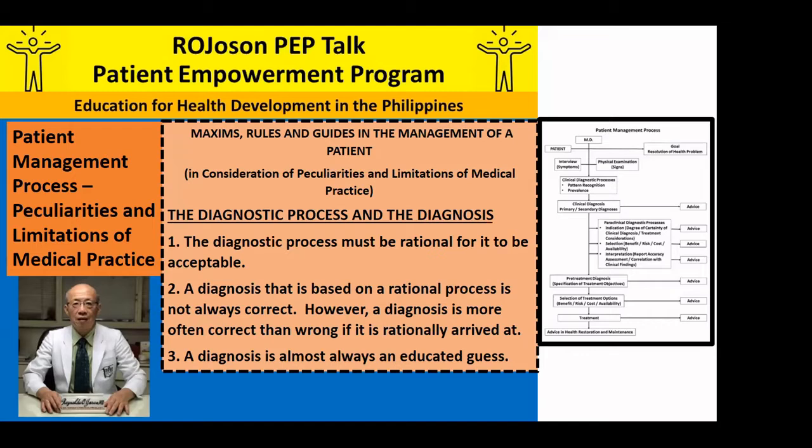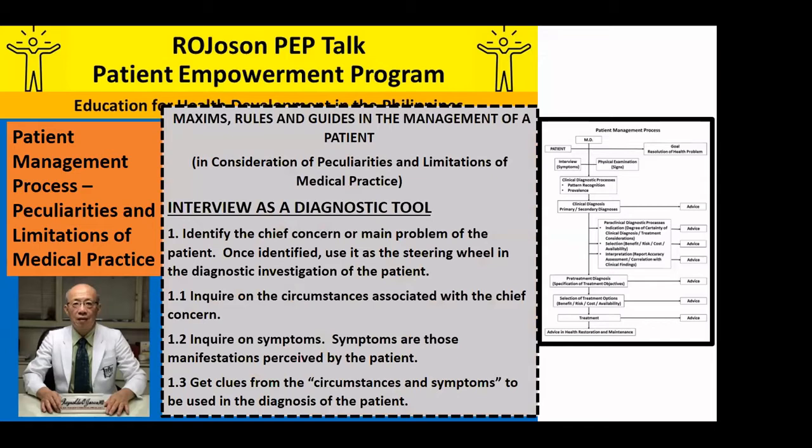As to the diagnostic process and the diagnosis, some of the maxims, rules, and guides here are: the diagnostic process must be rational for it to be acceptable. A diagnosis that is based on the rational process is not always correct, as mentioned. However, a diagnosis is more often correct than wrong if it is rationally arrived at. A diagnosis is almost always an educated guess. An educated guess.